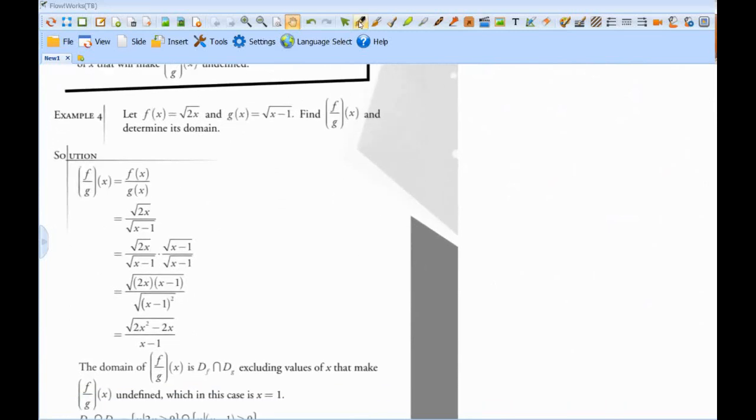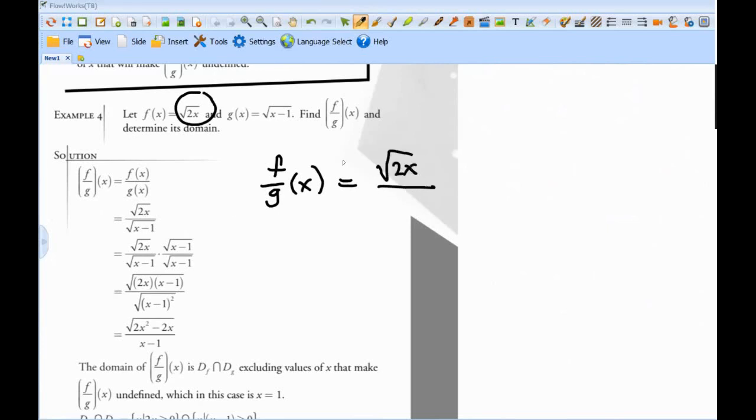So when we have this value, you have to find the f of g of x. So what is f? It's the square root of 2x.